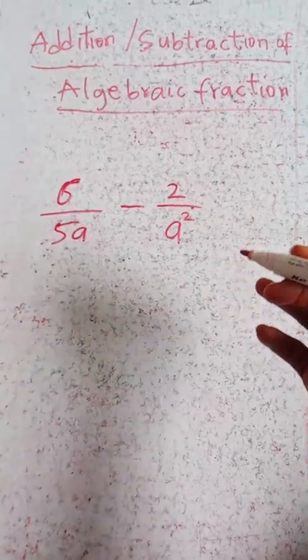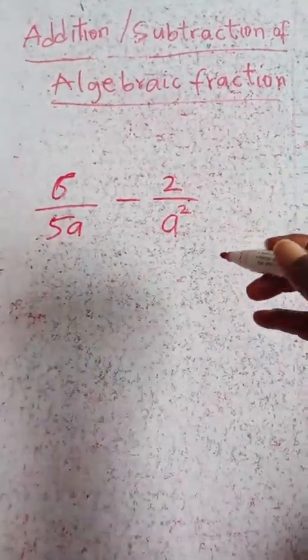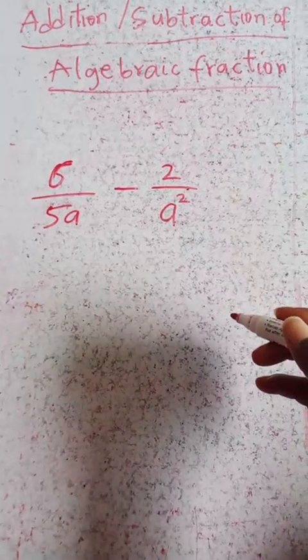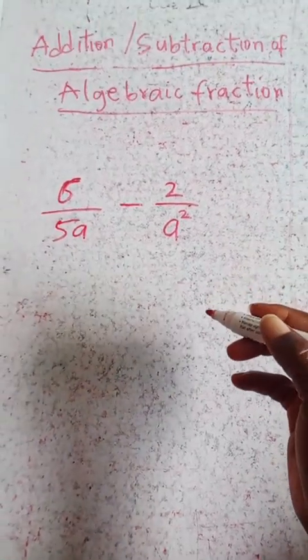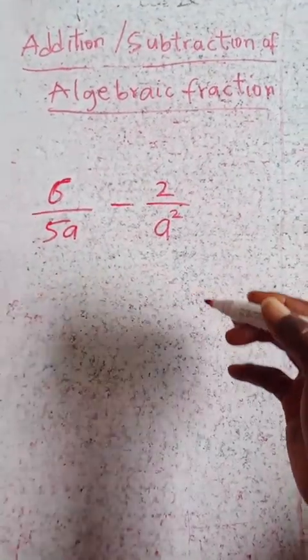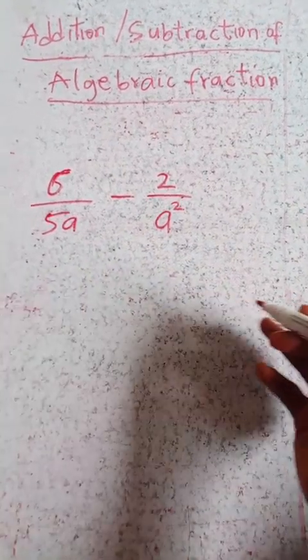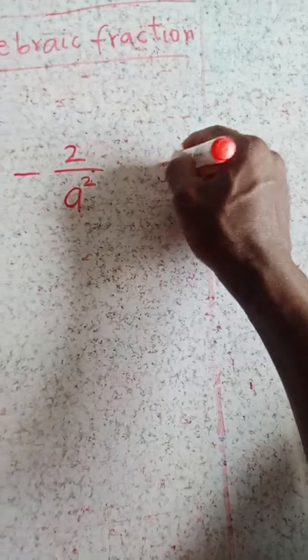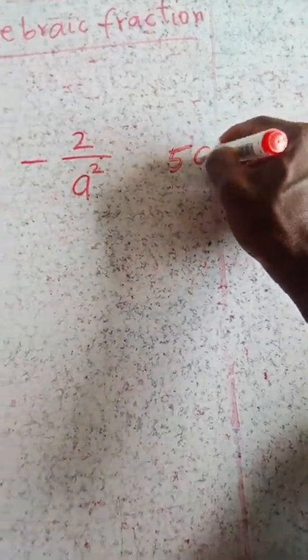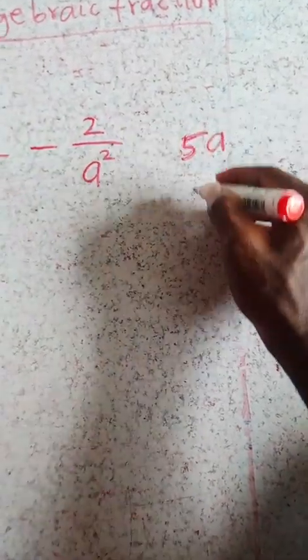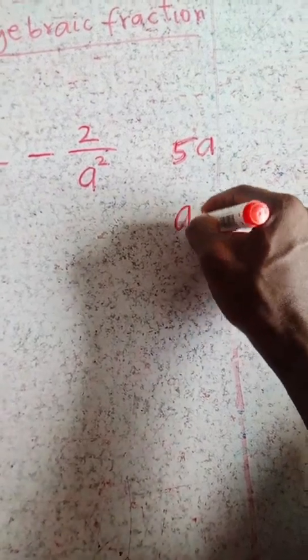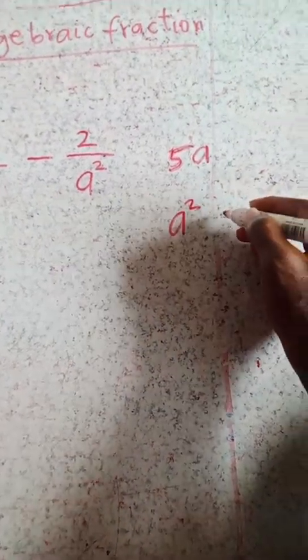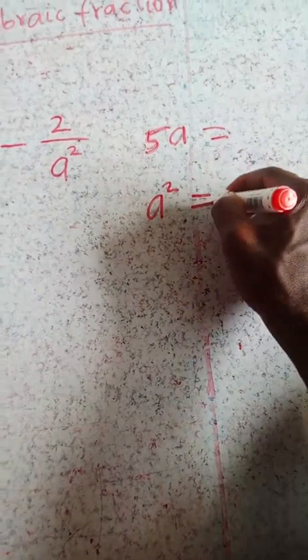What is that? I said always find the LCM of the denominators. Now you're going to learn how to find the LCM of alphabets. Look at it. What are the denominators there? The denominators are 5a and a squared.